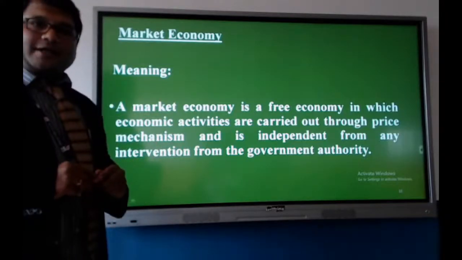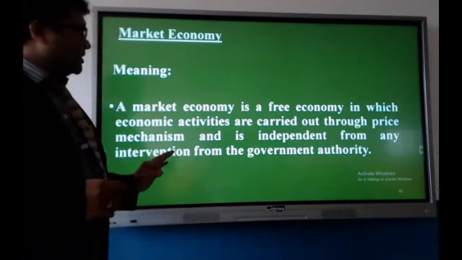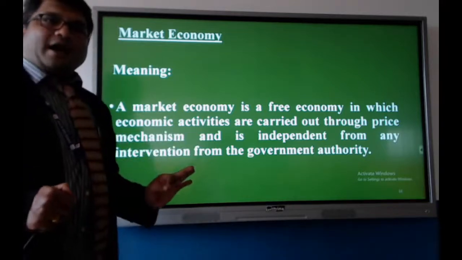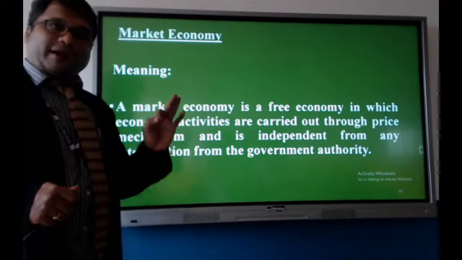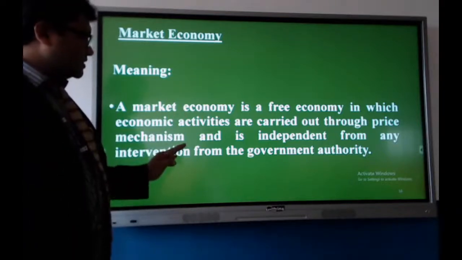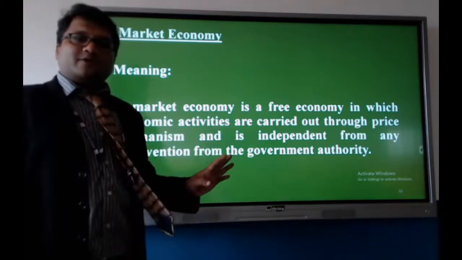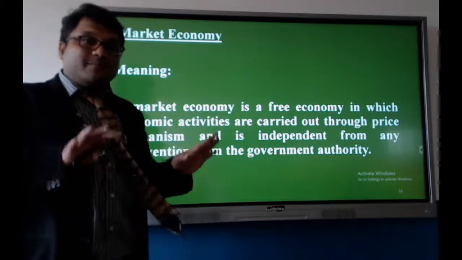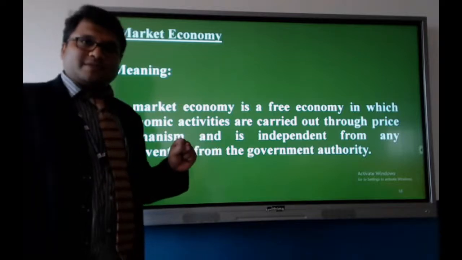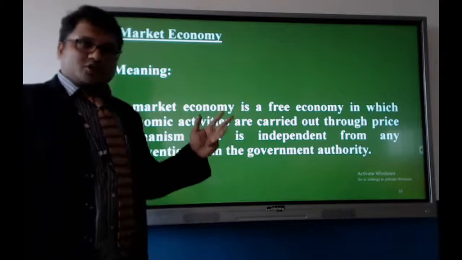Now, first one is market economy. So let's understand what is market economy. Market economy is an economy in which most of the activities and decisions are taken on the basis of price mechanism. So price mechanism decides most of the things, and they are independent from any intervention from the government. The intervention from the government is very minimum in such type of economies. The examples of such type of economies are USA, UK, most of the countries in European Union, Australia, Japan.